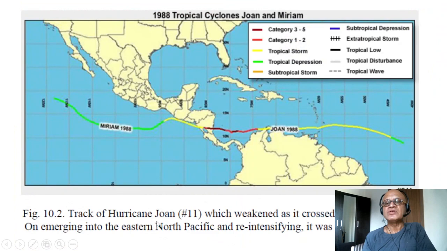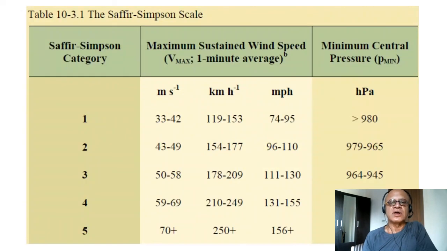Here is another example, Joan, that originated in the tropical Atlantic, became a tropical storm, and then category 1 to 5 or so, and then crossed over into the Pacific and was essentially reorganized. So it got renamed as Miriam, and then went off and dissipated in the northeastern Pacific, which is the warm region here with lots of convection and a lot of cyclones, as we saw before.